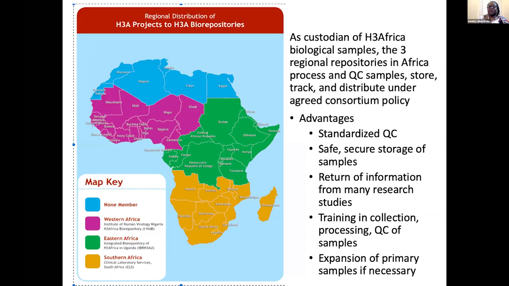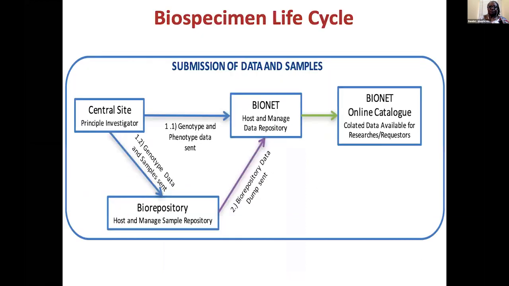Basically, these biorepositories were custodians of samples, well-characterized QC samples that were brought together by research activities within the consortium. And it's made now as a resource to be shared by the rest of the scientific world, including other African colleagues that might be interested in some of those diseases that are studied by the consortium. So just briefly to point out that there is a system right now within the H3Africa.